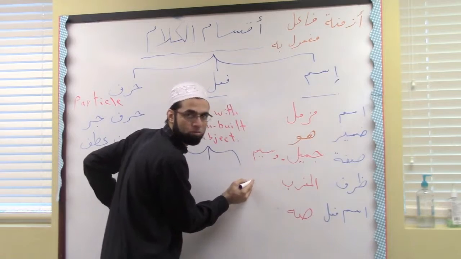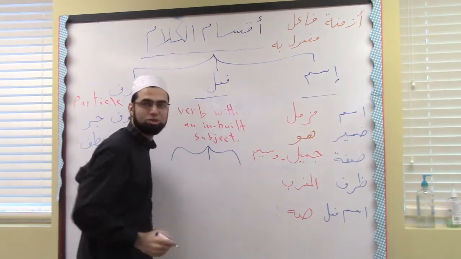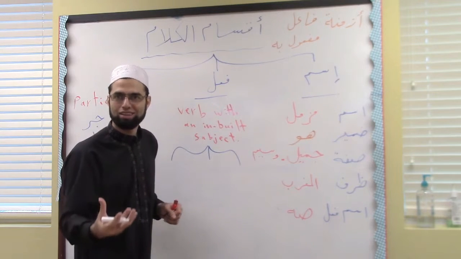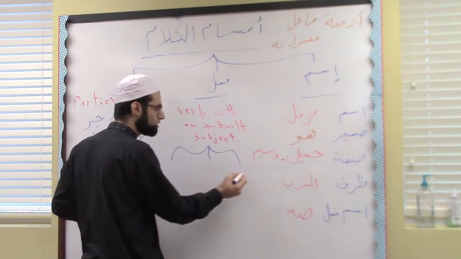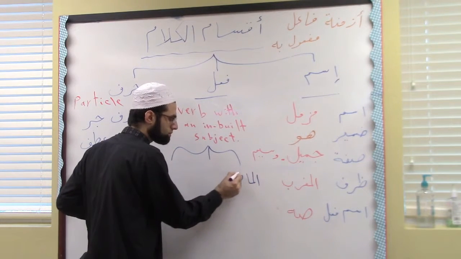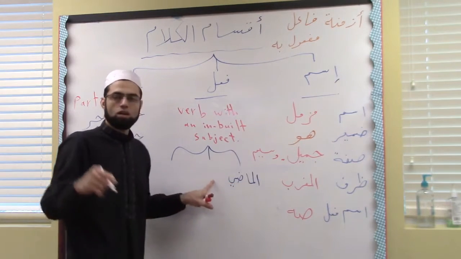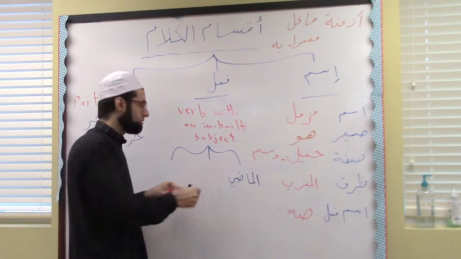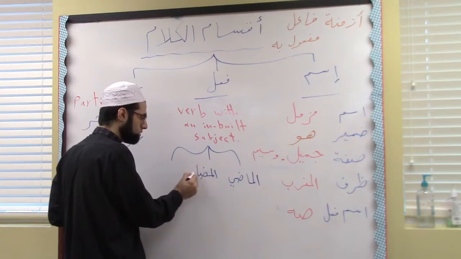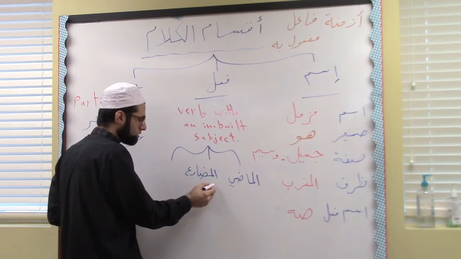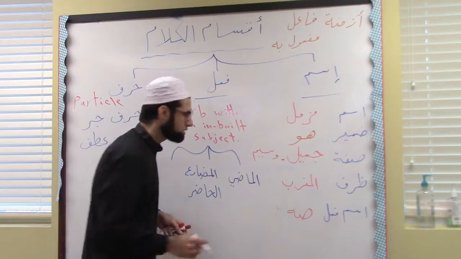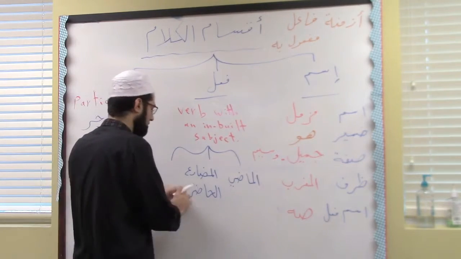الأول ما هو؟ Past. ماضي. الماضي. Say ماضي. So الفعل الماضي. Then الفعل الحاضر, right? Or we call it المضارع. Or الحاضر. Let me use both words so that you know. But in grammar, let's just use the grammar word. We say مضارع. Okay?